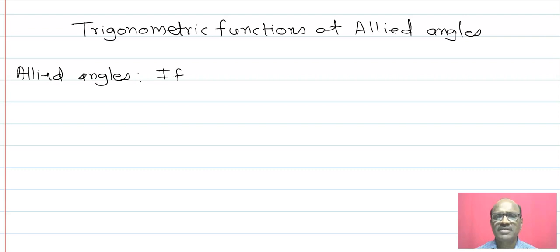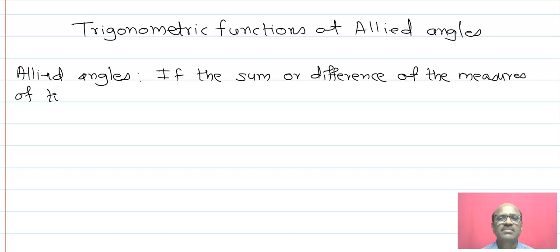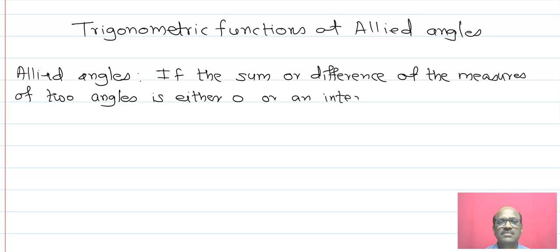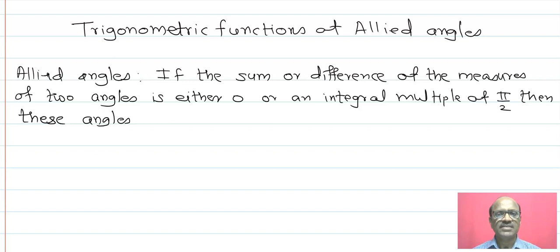Now what is meant by allied angles? If the sum or the difference of the measures of two angles is either 0 or an integral multiple of pi by 2, then these angles are said to be allied angles.